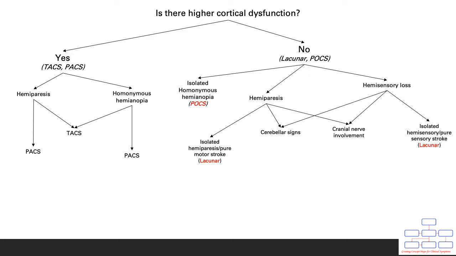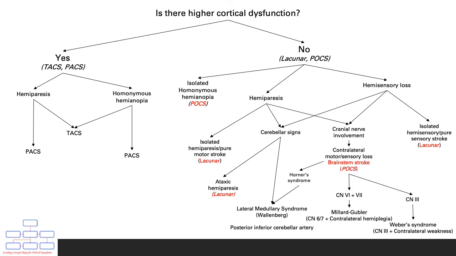So if the patient has hemiparesis and hemisensory loss, the next thing to determine is whether there's cranial nerve involvement and is there any cerebellar sign. If it's an isolated hemiparesis or pure motor stroke, it is quite likely to be a lacunar infarct, and similarly in an isolated hemisensory or pure sensory stroke, it is also likely to be a lacunar infarct.